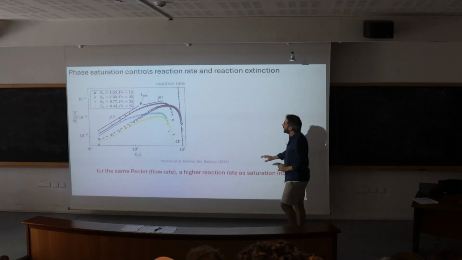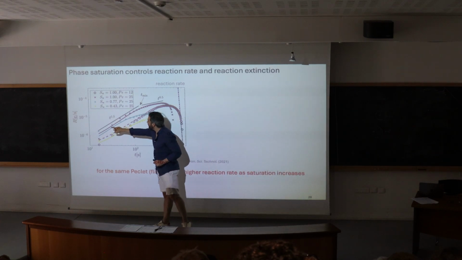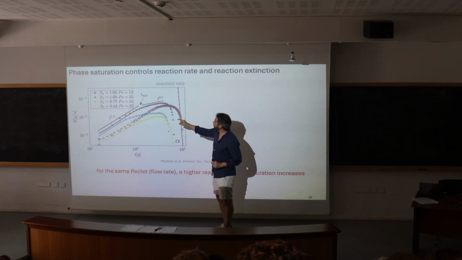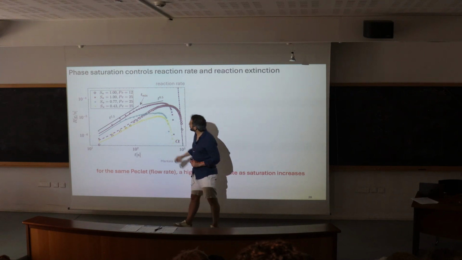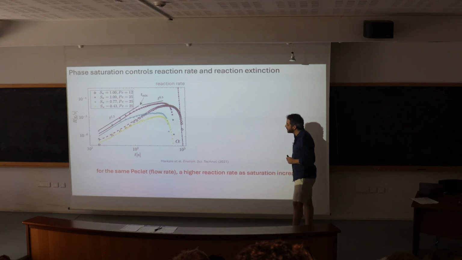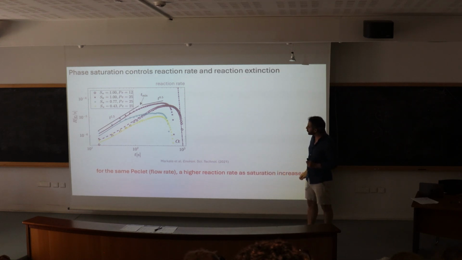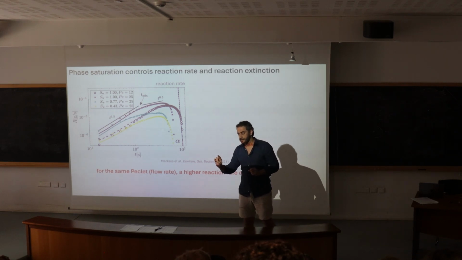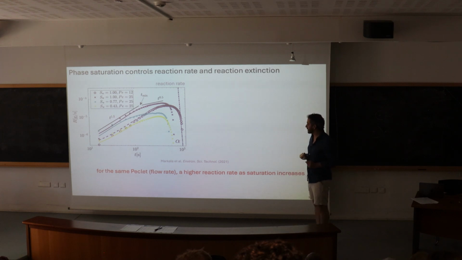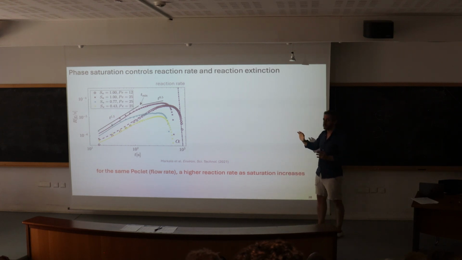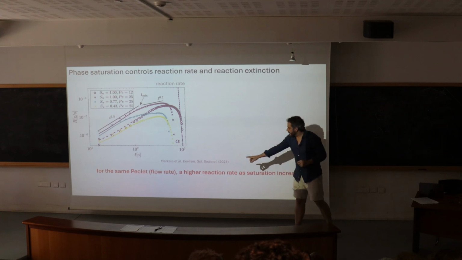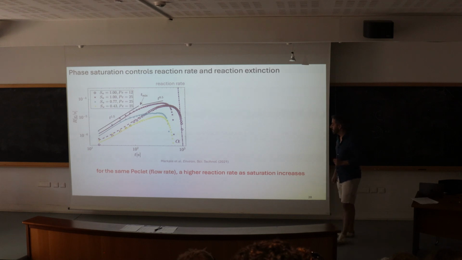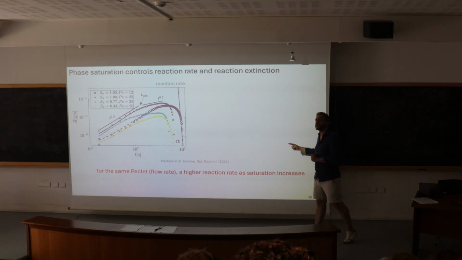What you see here are the experimental results of the global reaction rate for different saturations and different Péclet numbers, with the model as the continuous line, as I mentioned, with no fitting parameter. This model is valid before diffusion starts to be relevant. Okay? Just to clarify this point. What I would like you to get from this reactive experiment is that for the same Péclet number, for the same flow rate, a higher reaction rate appears as saturation increases. It looks contradictory to what I showed before.